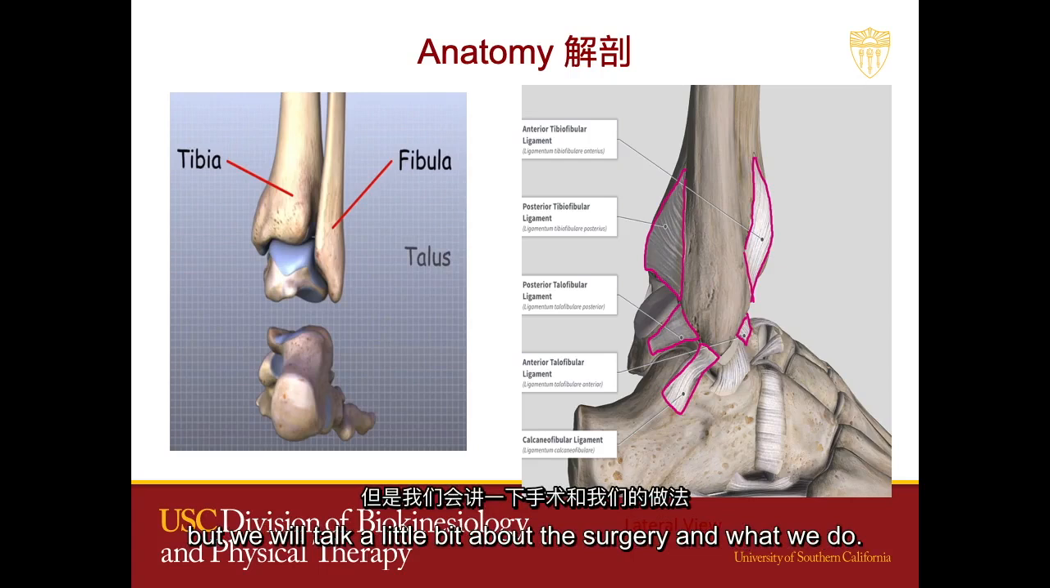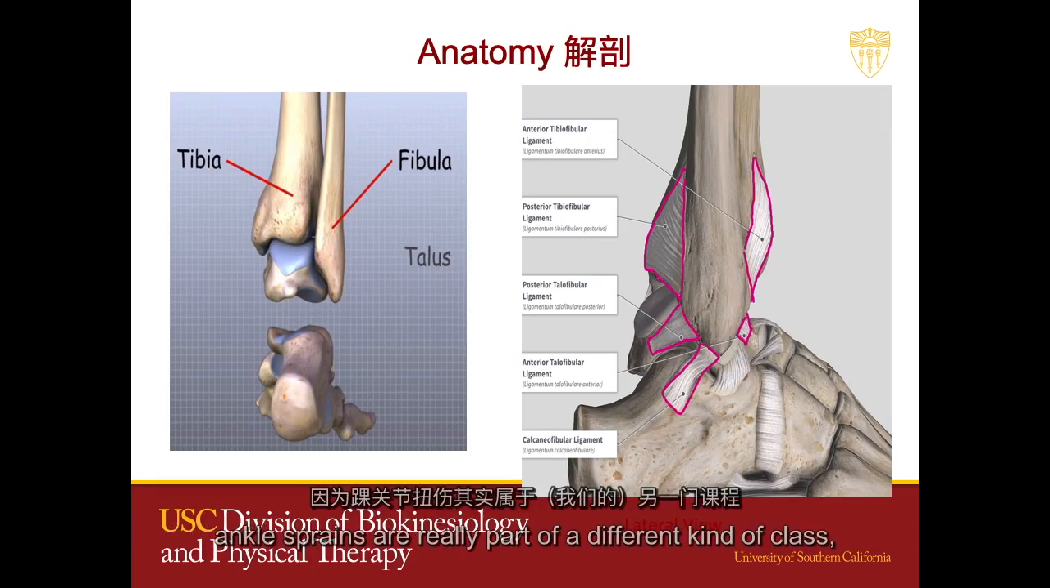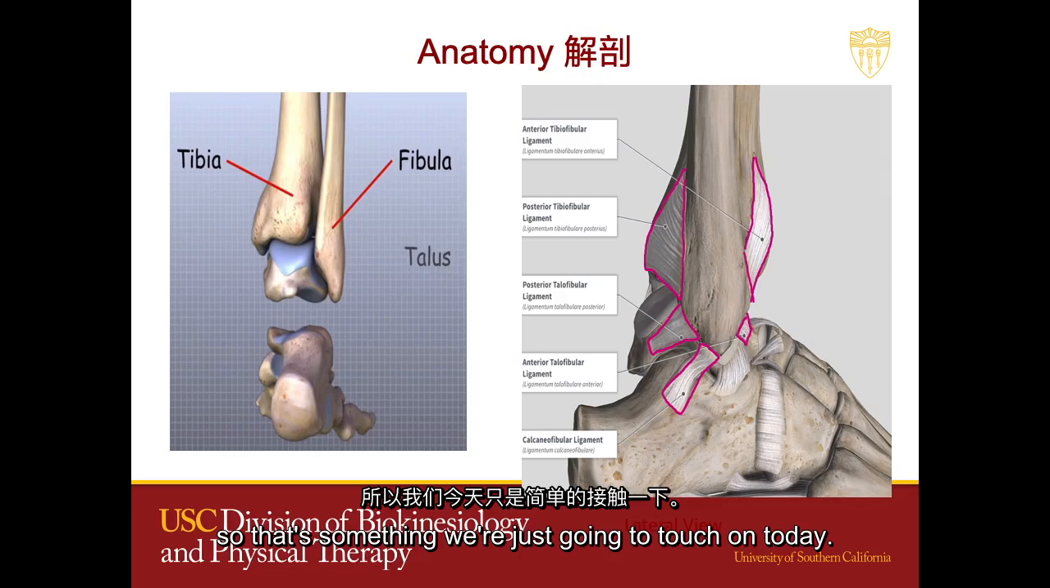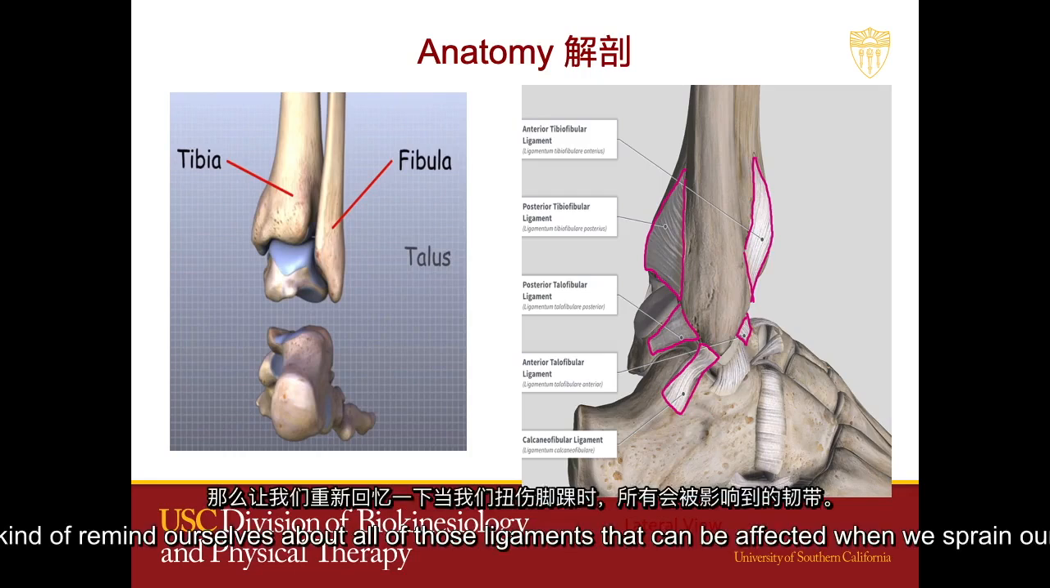But we will talk a little bit about the surgery and what we do post-operatively. And we'll spend a little bit of time talking about non-operative treatment, but we're not going to spend a whole lot of time on either one. Ankle sprains are really part of a different kind of class, so that's something we're just going to touch on today. But we also want to touch on anatomy, so let's remind ourselves about all of those ligaments that can be affected when we sprain our ankle.